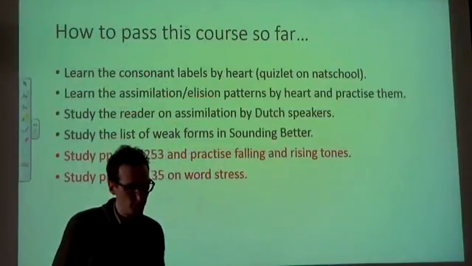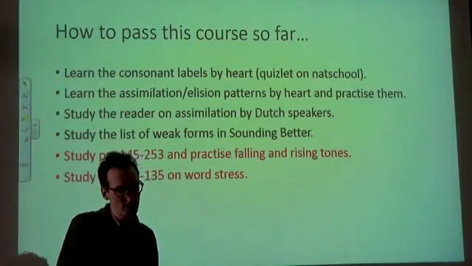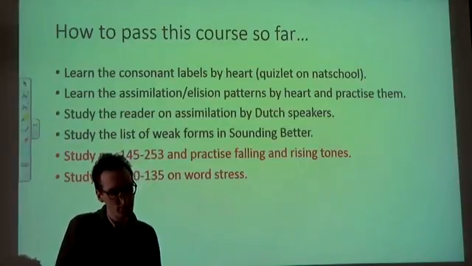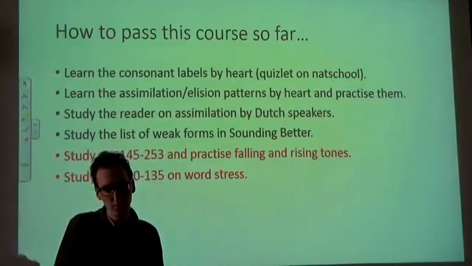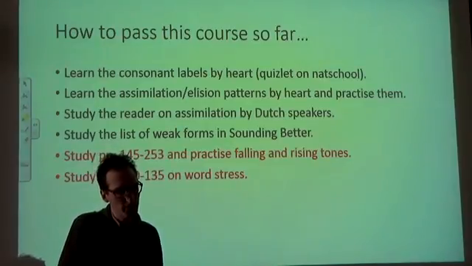How to pass this course so far? I said learn the consonant labels by heart, assimilation, elision patterns, study the reader and assimilation by Dutch speakers, study the list of weak forms. Then, when it comes to intonation, you're quite far. Yeah? Study pages 145 and 253 and practice falling and rising tones.